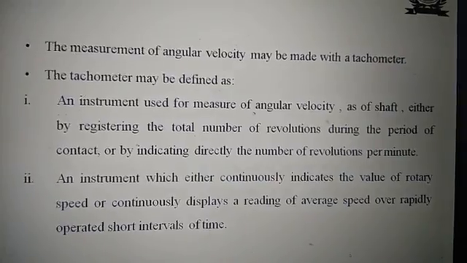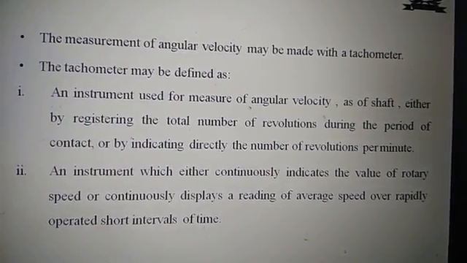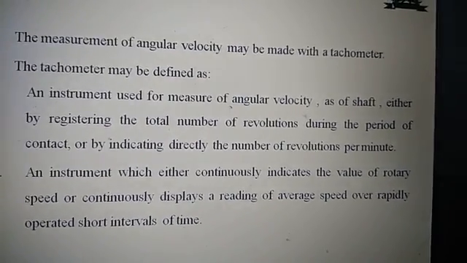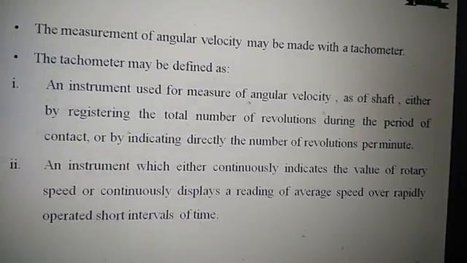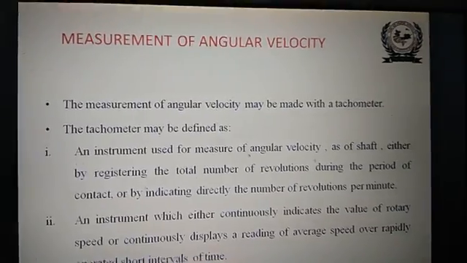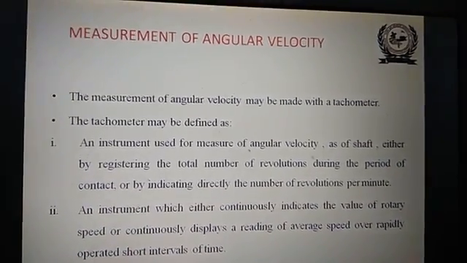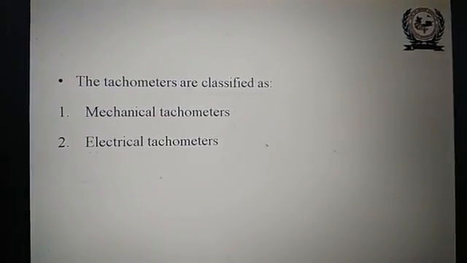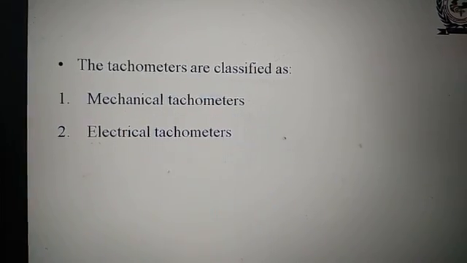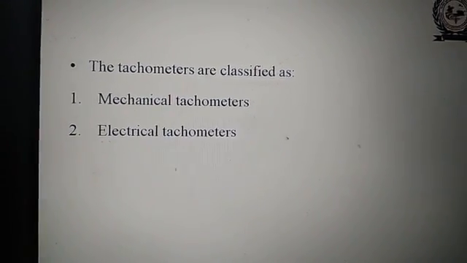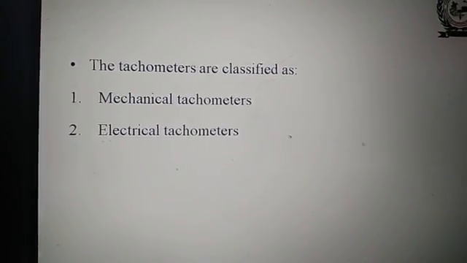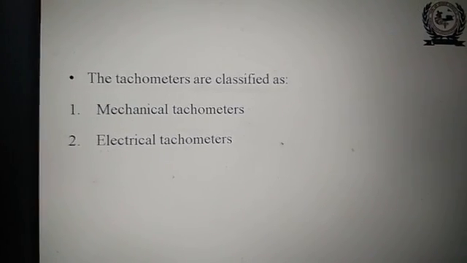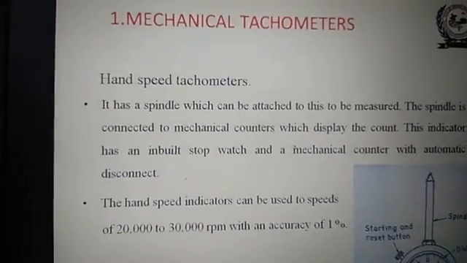An instrument which either continuously indicates the value of rotary speed or continuously displays the reading of average speed over a rapidly operated short interval of time. So angular velocity means measuring the speed of a rotating shaft, like motors and generators. The tachometer is the well-known instrument for measuring speed. Measuring the speed means measuring the velocity of the angular movement, called the angular velocity here. Tachometers are classified as mechanical tachometers and electrical tachometers.